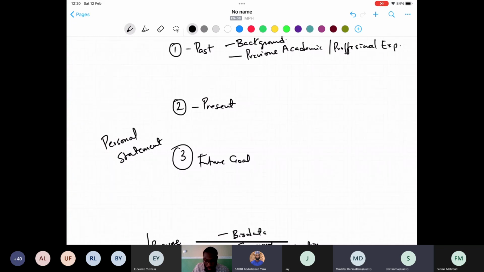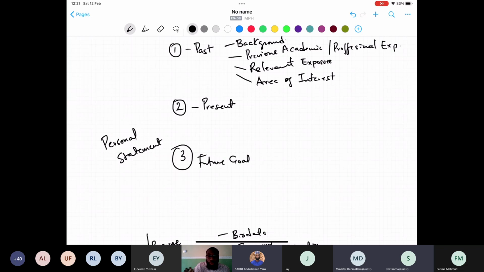You can also talk about your relevant exposure. Even if you are not in that course or that thing, you can talk about what dragged your interest or what brought you there in your past, and you can talk about your area of interest. Why I'm putting all this here is for you to be able to go through and look at it, and this will guide you. Once you're brainstorming, you can say, okay, these are what is expected of me, and this is what I should do.